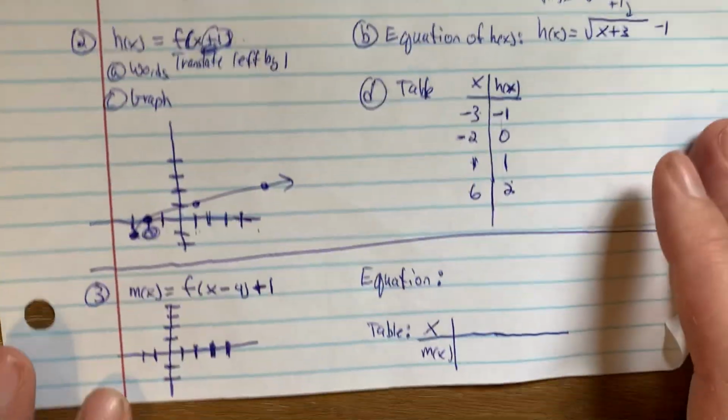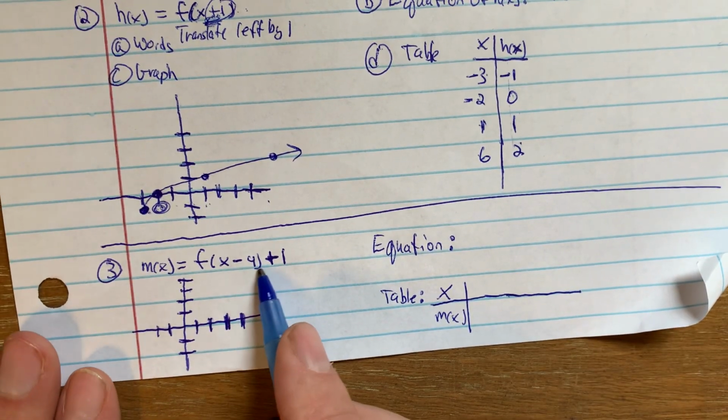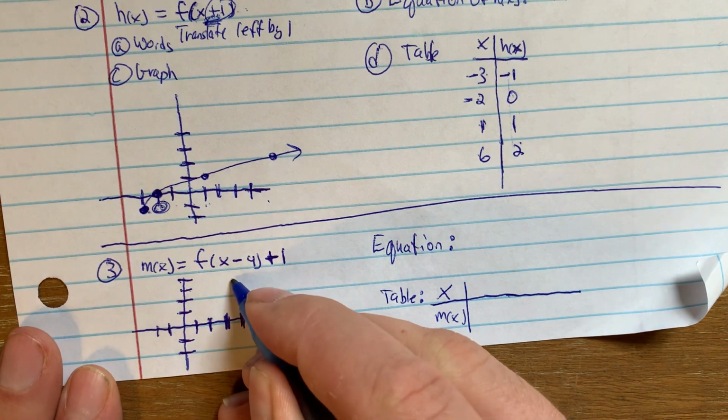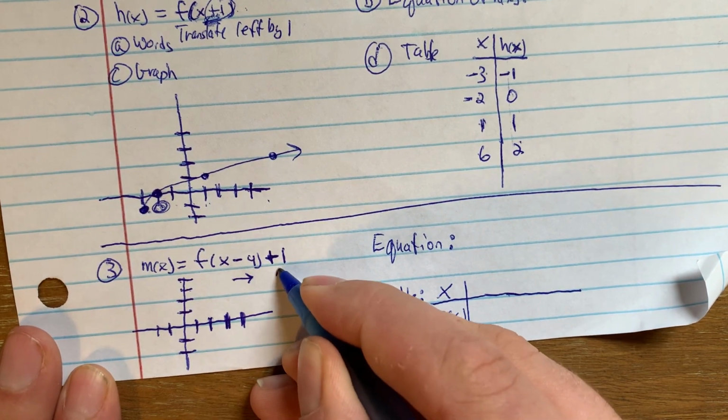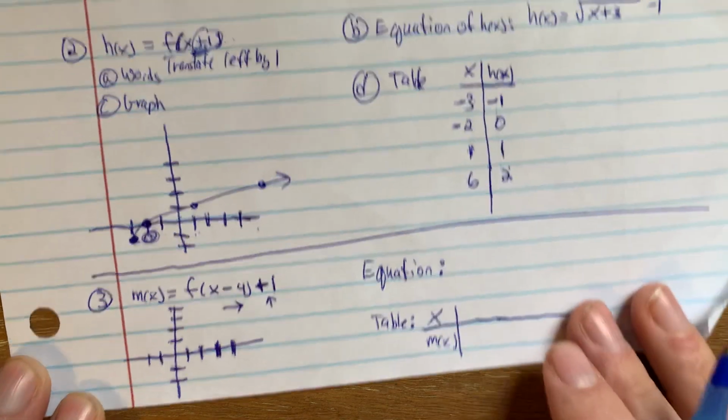Hopefully we're feeling okay about that. How about this last one? What are the transformations that are happening to f of x here? Hopefully we notice that this is 4 units to the right and 1 unit up. So what's the equation going to be?